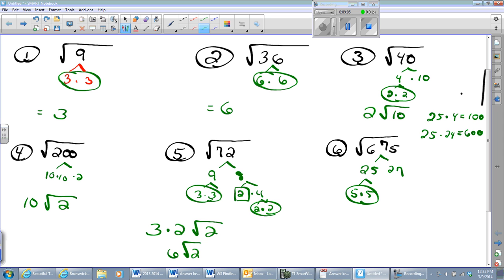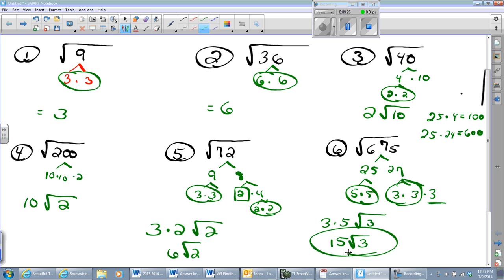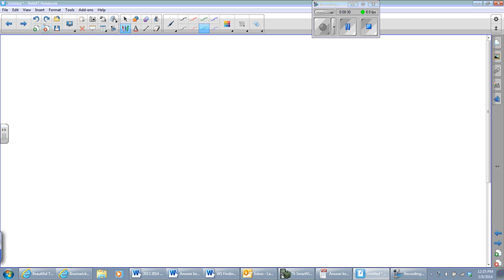Look, I got a date. Okay, and here we've got 3 times 3 times another 3, right? So there's another date. So the 3s leave the house on a date. The 5s leave the house on one date. This 3 here is stuck at home washing his hair. So my simplification is 15 rad 3. And there we go. That's going to help us when we're doing our square root problems.